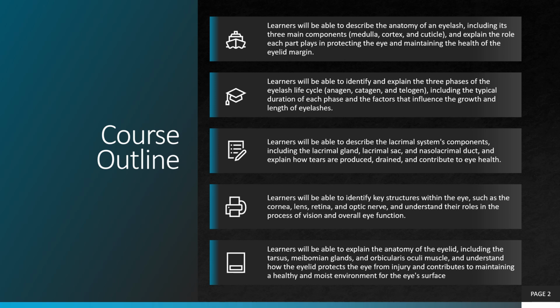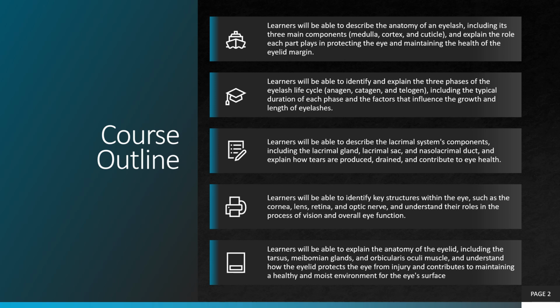We'll also delve into the anatomy and function of the lacrimal system, where learners will be able to describe the different parts such as the lacrimal gland, lacrimal sac and nasolacrimal duct. They will understand how tears are produced, drained and their crucial role in maintaining eye health. Moreover, learners will explore the structural components of the eye, such as the cornea, lens, retina and optic nerve, and will understand how these structures contribute to the process of vision and overall eye function.